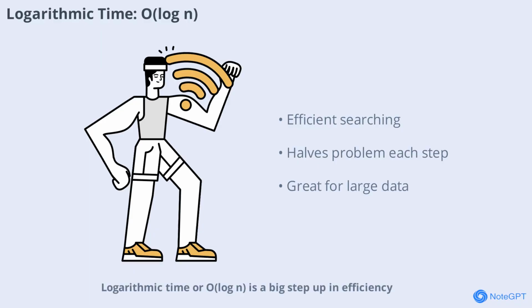Logarithmic time, or O(log n), is a big step up in efficiency. Algorithms with this complexity reduce the problem size with each step. A classic example is binary search, where you repeatedly divide the search space in half. This means that even for very large datasets, the number of steps stays manageable. Logarithmic time is highly desirable for searching and other operations.